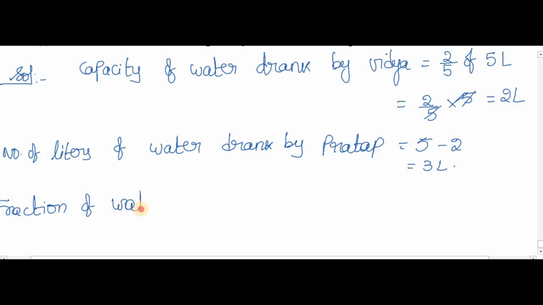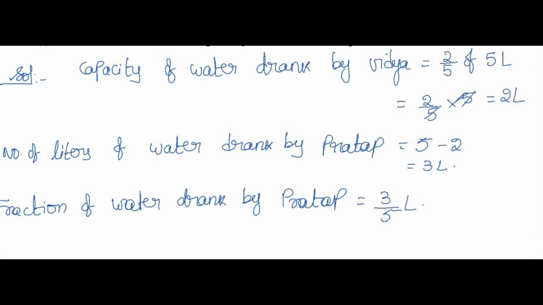Fraction of water drank by Pratap is 3 by 5. 3 by 5 liters. So this is the answer for the given question.